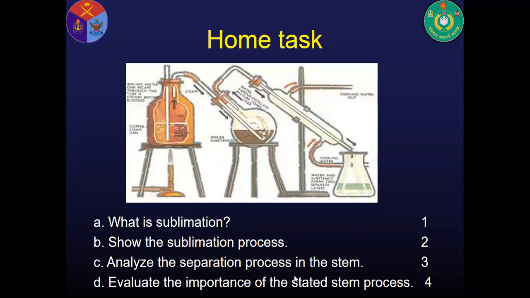Another is the separation process by steam. This is the steam distillation process. It is the separation process which uses steam. In this way you will separate the components in your supplied solution. This is the supplied solution. This is the steam producer. This is the Liebig condenser. This is the receiver.